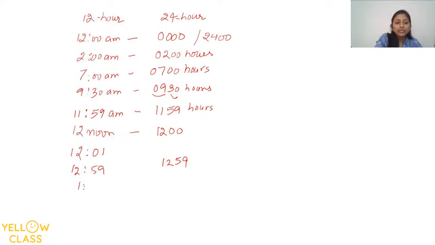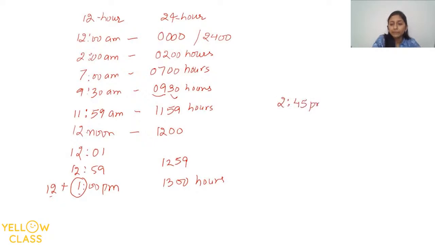now it is 1 p.m. So after this it will be 1300 hours. How? Simple. Just add 12 to the hour. So 12 plus 1 is 13, and the minutes will always remain the same. Let's take one more example. If I have 2:45 p.m., 45 will remain the same. Only in the hours I will add 12. So 12 plus 2 is 14.